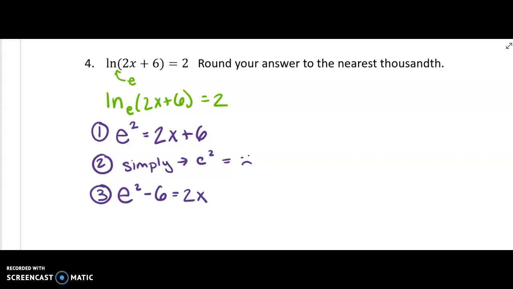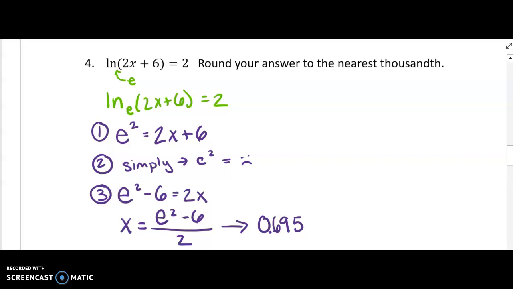So then I would move on to my last step, and that's to divide by 2. And I would find that x equals e squared minus 6 all over 2. Now, if you are like, what the heck is this? This is what's called calculator ready format. I'm not expecting you to know what this is too much, but I am expecting you to know how to put this into a calculator. Because when we put it into a calculator, we're going to get 0.695.